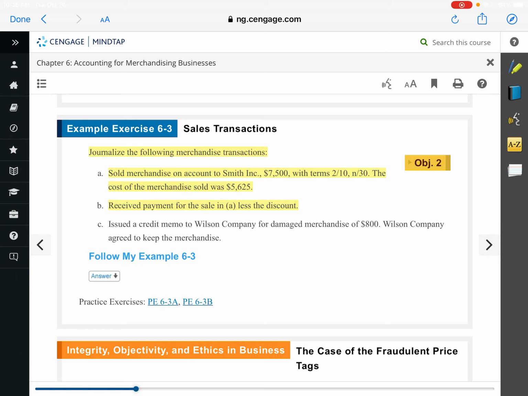Okay? And I was just worried about part A. So, can you record a sale either in cash or on account?